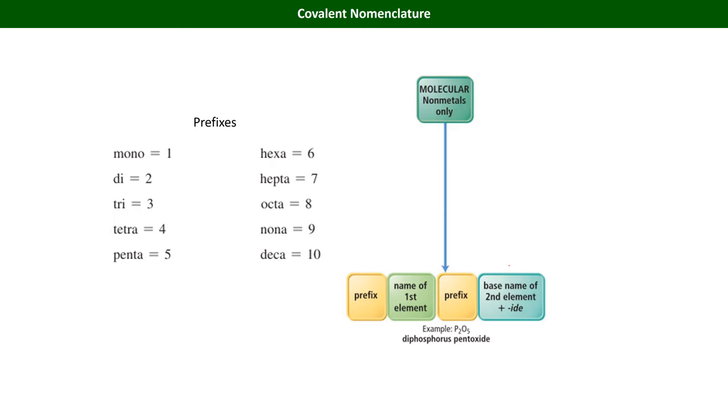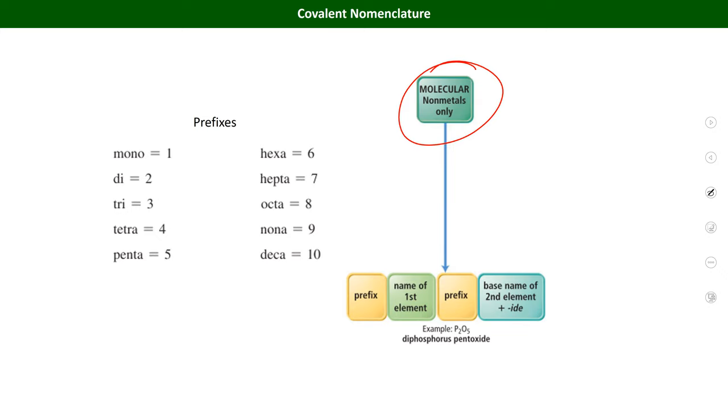So, and again, this is only for molecular compounds or for covalent compounds. If you only have non-metals, we use this system. If you have a metal and a non-metal, we go back to the other system, just say the name of each ion.